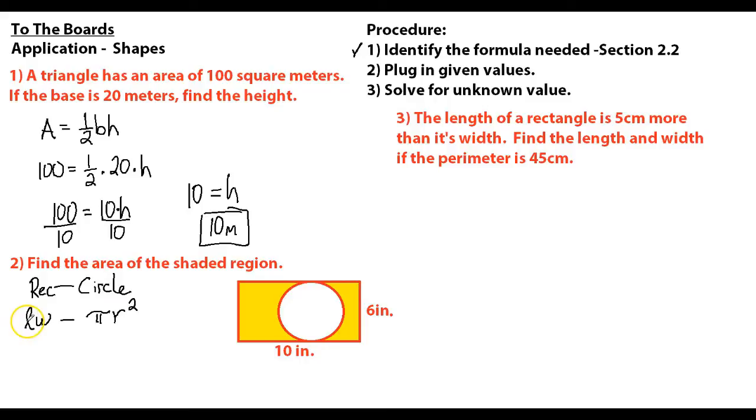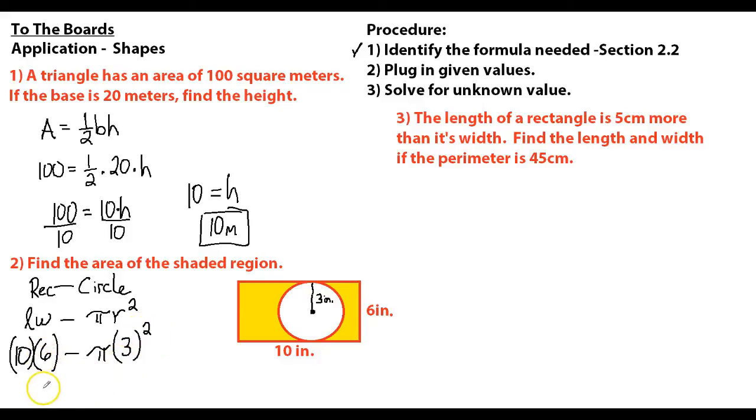So let's plug in the length. The length of the rectangle is 10, and the width is 6. So we have 10 times 6 minus pi times r squared. Now r is the radius of the circle. So the radius starts here and goes to the very top. So it would be half of the total height. The total height is 6. The radius would be 3 inches. So it's going to be 3 that I plug in.